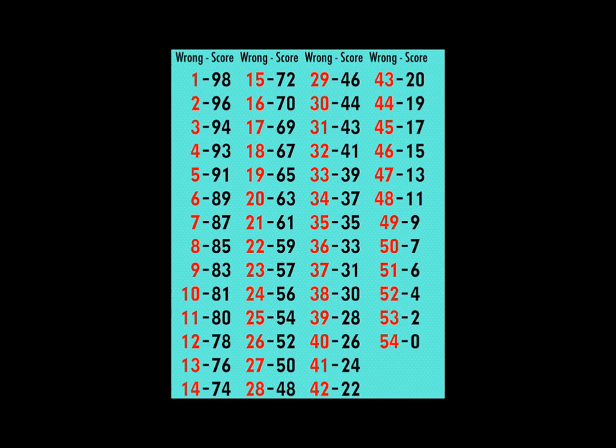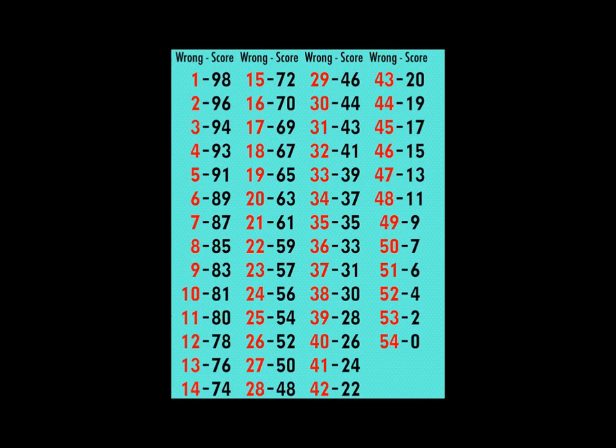So here's how you're going to grade your test. If you want to see what you would actually make as far as a numerical grade, this is how you would do it. There are 54 questions. That means that each question is worth 1.85 points apiece, so almost 2 points apiece.